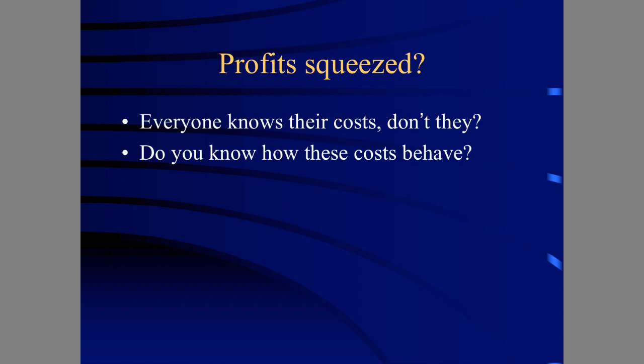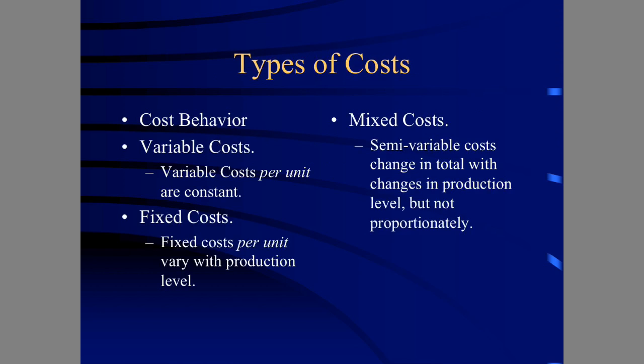Everybody knows their costs, don't they? Or they should. Do they know how their costs behave? Obviously, prices can go up and fluctuate. Services can go up and fluctuate. How we pay our employees, how we operate our expenses, all can have effects on our profit. How we are reimbursed by third-party payers can also have that. But we have different types of costs that we have to be aware of.